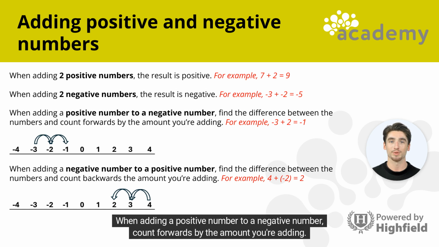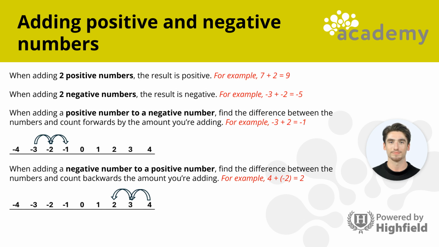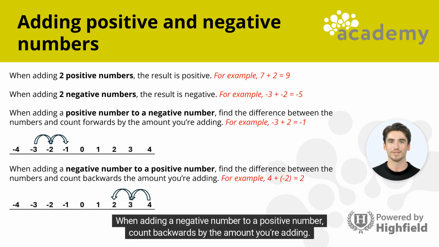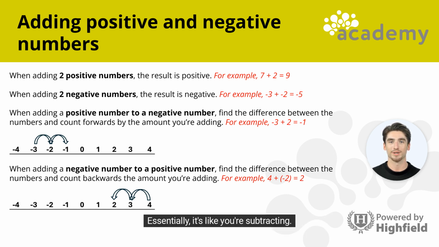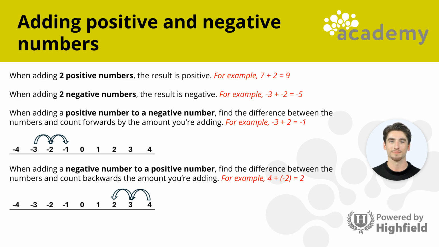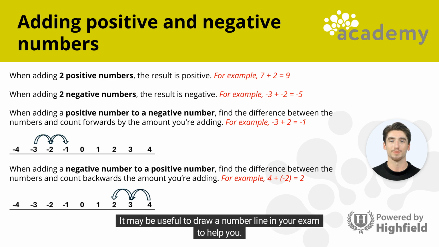When adding a positive number to a negative number, count forwards by the amount you're adding. For example, -3 plus 2 equals -1. When adding a negative number to a positive number, count backwards by the amount you're adding. Essentially, it's like you're subtracting. For example, 4 plus -2 equals 2. It may be useful to draw a number line in your exam to help you.